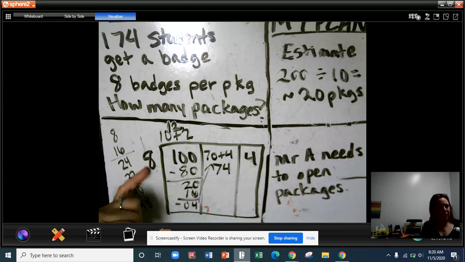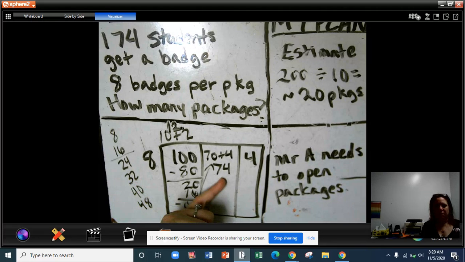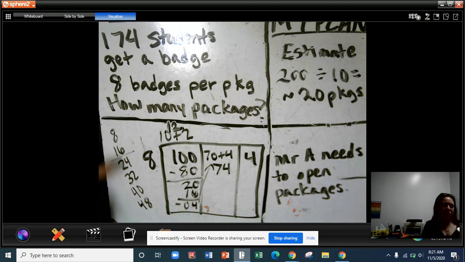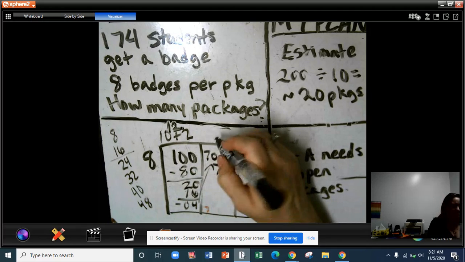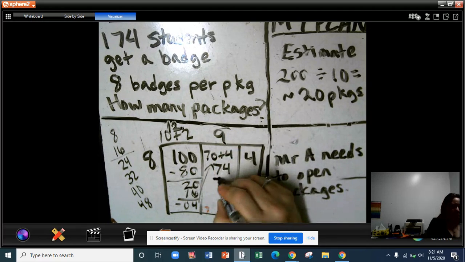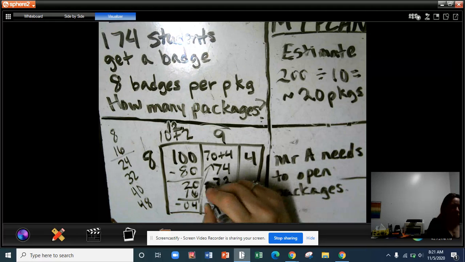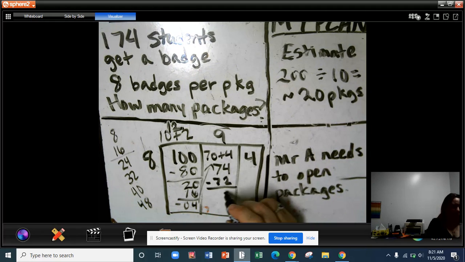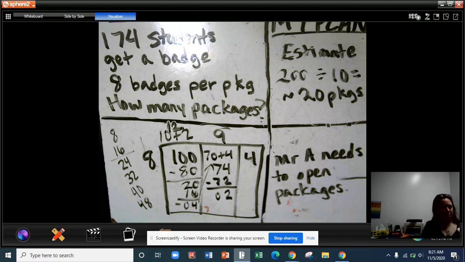Now, how many times will 8 go into 74? Well, I can start with something smaller, or if you know your multiplication facts, you know that 8 times 9 is 72, and that would be the highest you can go, right? 8 times 9 is 72. I'm going to subtract. Now I've got a 2 here. Again, the 8 will not fit into the 2, so I'm done.